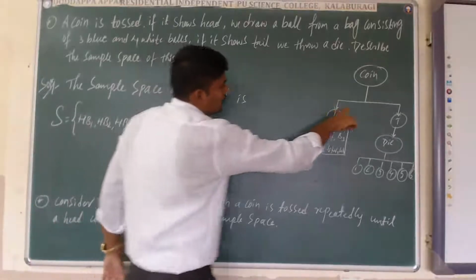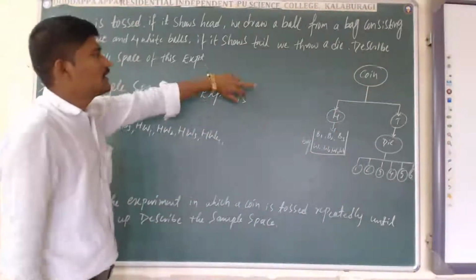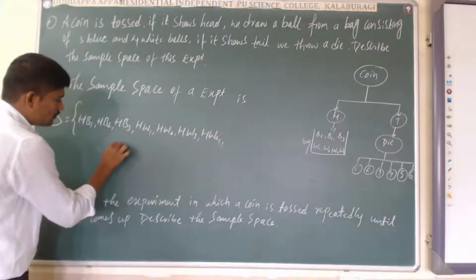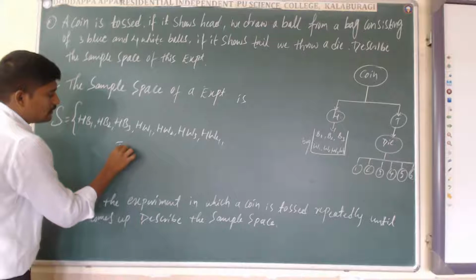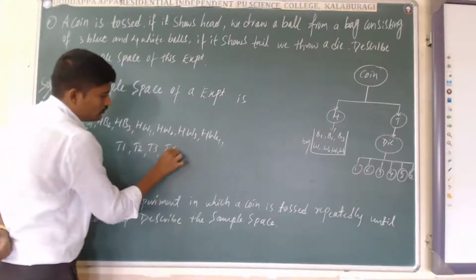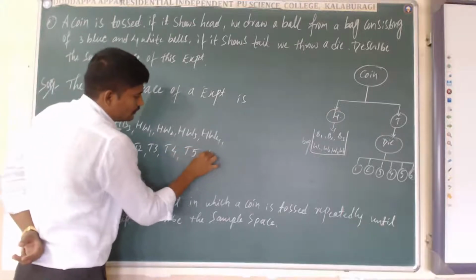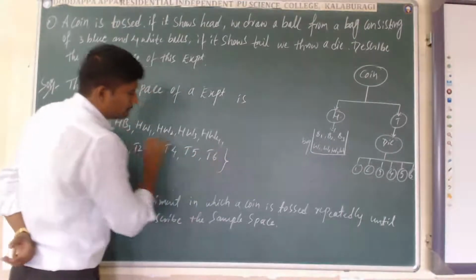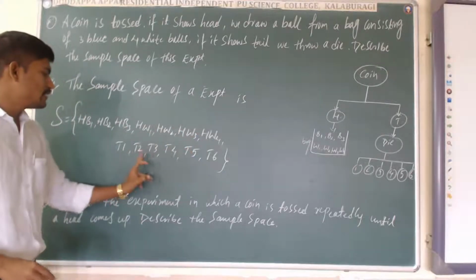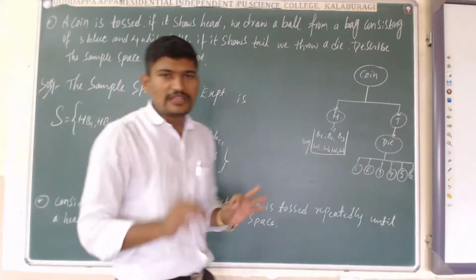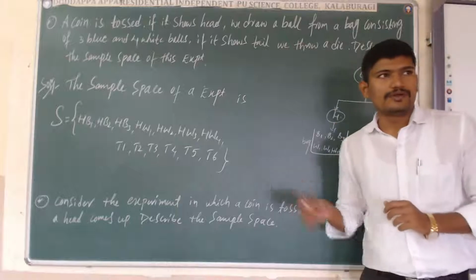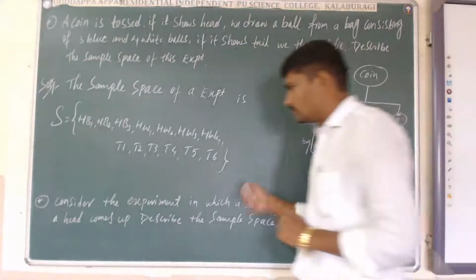Next, the coin shows a tail, we throw a die. Next I write here T1, T2, T3, T4, T5, T6. So totally 1, 2, 3, 4, 5, 6, 7, 8, 9, 10, 11, 12, 13. So totally 13 elements will come. Totally 13 sample points will come here. Right.